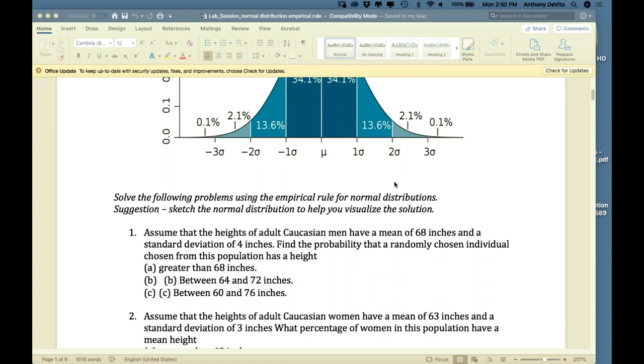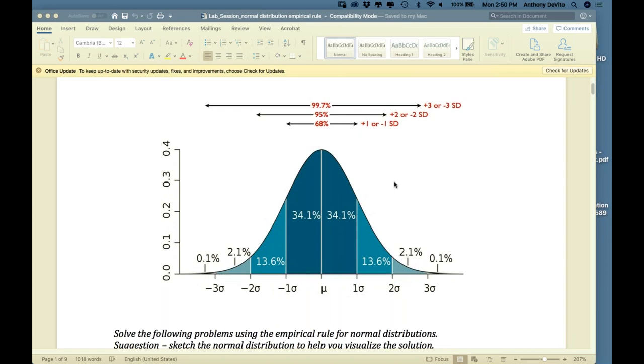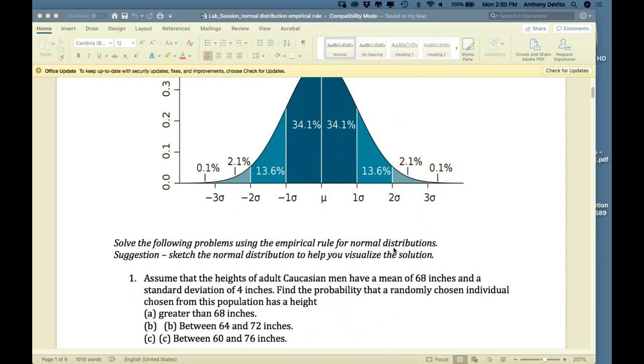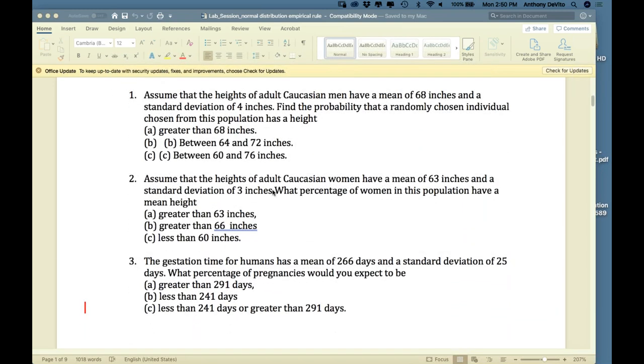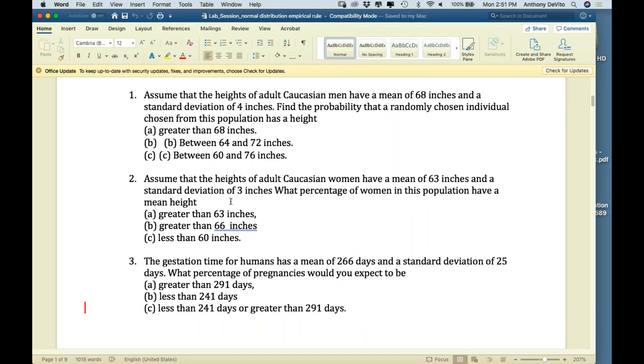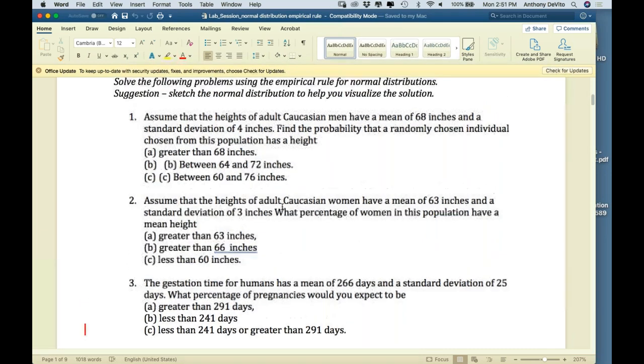Again, this is all a matter of taking what we can see from this distribution and using it to extract as much information about the population as we can. Assume the heights of adult Caucasian women have a mean of 63 inches and a standard deviation of 3 inches. What percentage of this population has a height greater than 63 inches? Somebody yell it out. The mean is 63 inches. What percentage has a height greater than 63 inches? Yeah, 50%, right? How about greater than 66 inches?